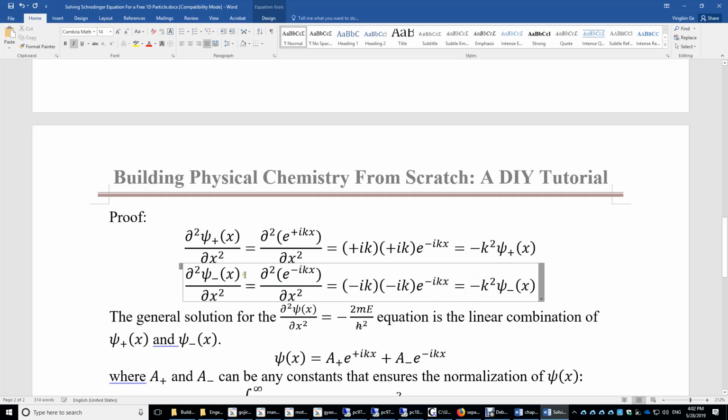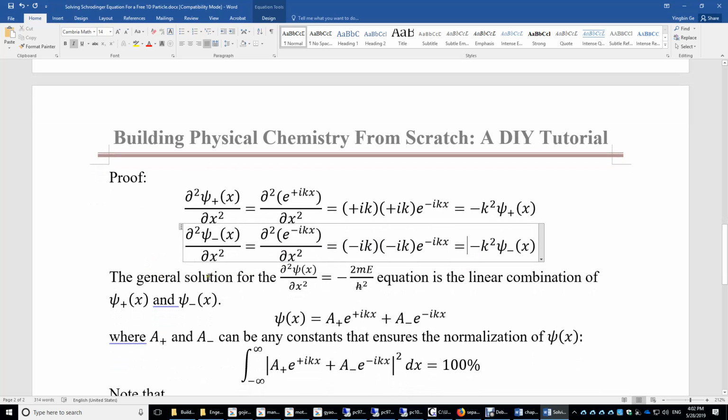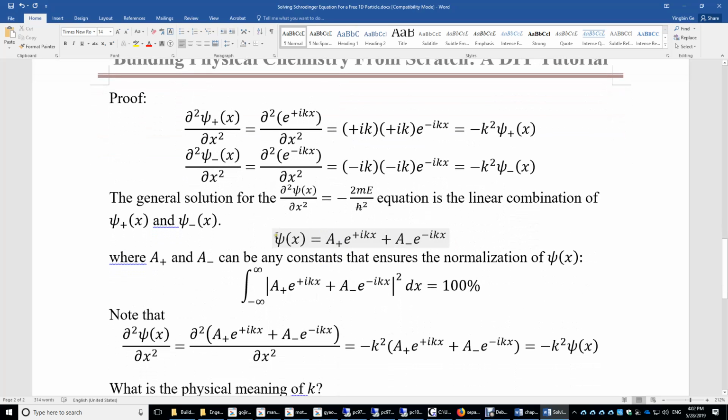What is the general solution for this time-independent Schrodinger equation for this 1D free particle? It is the linear combination of this psi plus and psi minus. So basically we have a linear combination here. A plus is a constant, A minus is a constant.